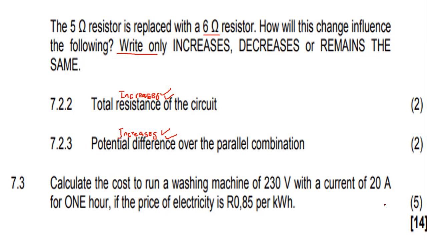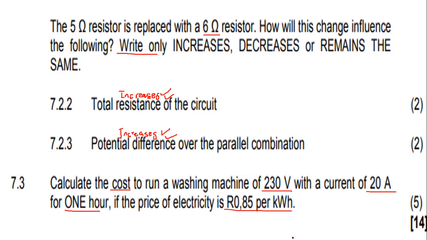Then 7.3, which is the last question here, it says, calculate the cost to run a washing machine of 230 volts with a current of 20 amperes for 1 hour if the price of electricity is 0.85 rands per kilowatt hour. And we know 0.85 rands simply means 85 cents altogether per kilowatt hour.